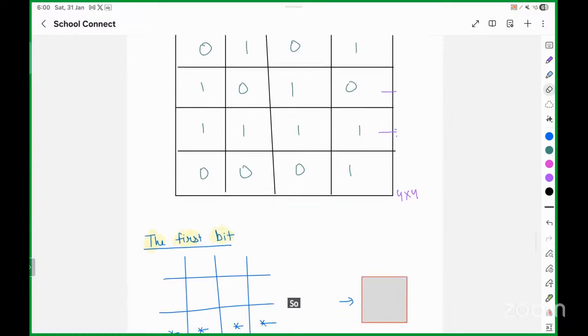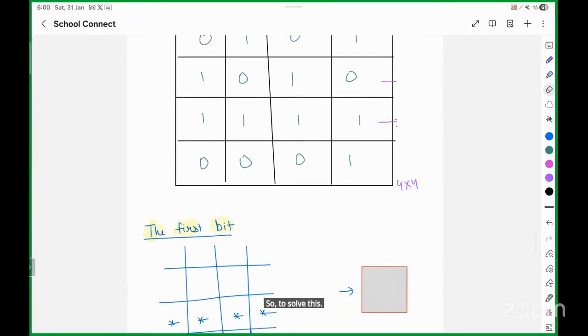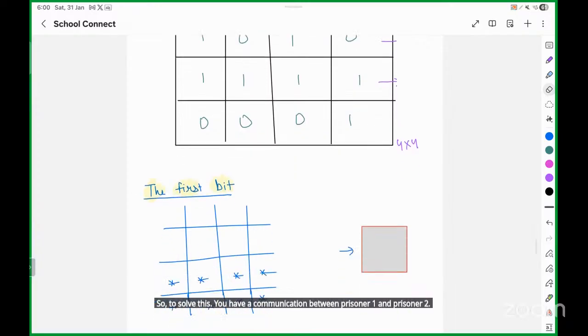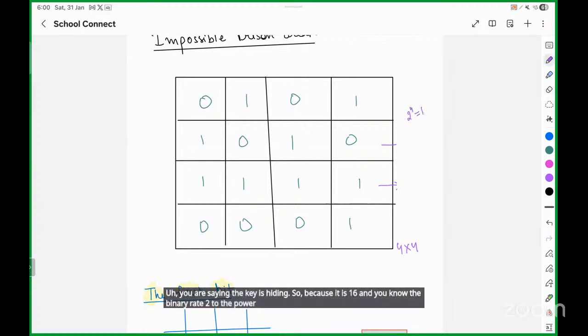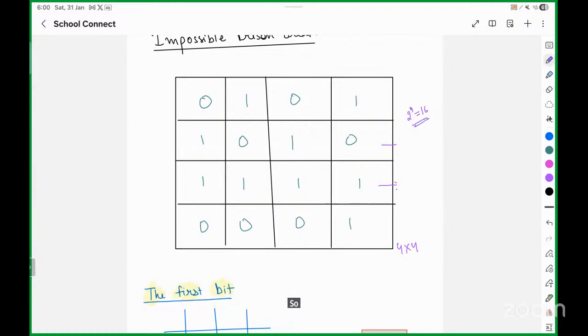So to solve this, you need communication between prisoner 1 and prisoner 2. Since it is a 4 cross 4 grid, there are 16 cells in total, and in one of them the key is hiding. Because it is 16 and you know in binary that 2 to the power 4 is 16, you can represent each box by these 4 bits.